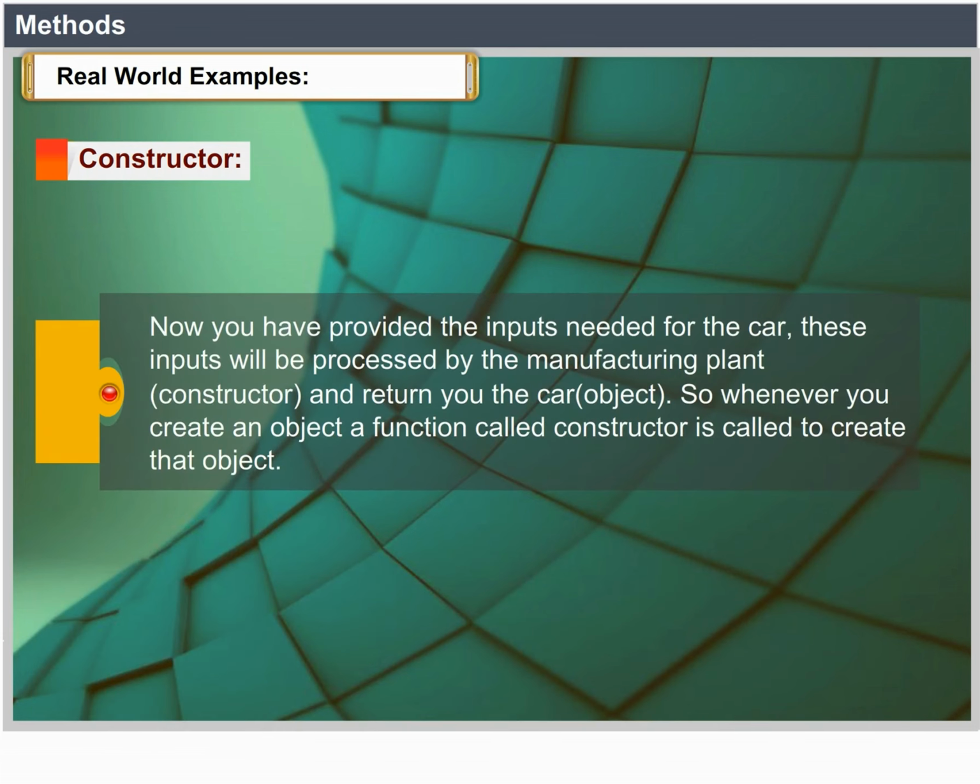Constructor. Now you have provided the inputs needed for the car. These inputs will be processed by the manufacturing plant, that is the constructor, and return you the car, that is the object. So whenever you create an object, a function called constructor is called to create that object.